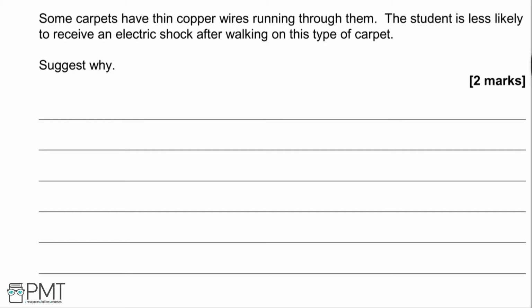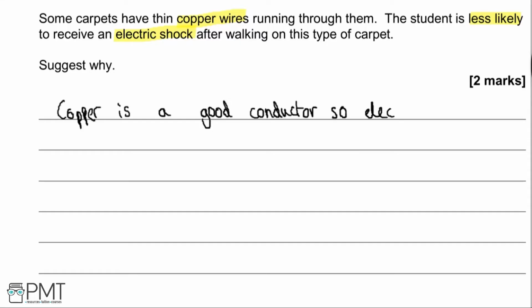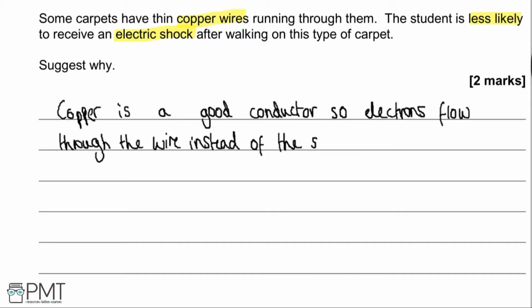Some carpets have thin copper wires running through them. The student is less likely to receive an electric shock after walking on this type of carpet. So, copper is a good conductor. Therefore, what's going to happen is instead of the electrons flowing from the carpet to the student, it's going to flow through the copper wires instead.